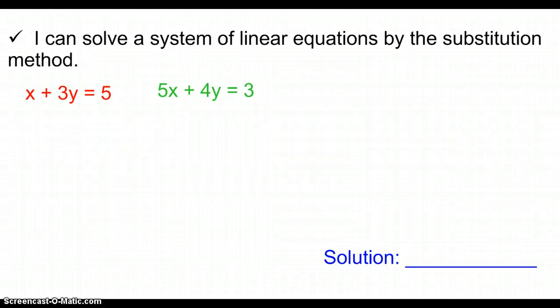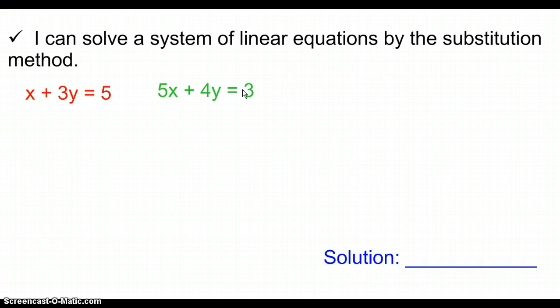In this video, we are going to look at solving a system of linear equations by using the substitution method. Now, in order to substitute, you need to have a variable that is isolated by itself and it's equal to an expression. If we look at the two equations, x plus 3y equals 5 and 5x plus 4y equals 3, we see that there is no variable that is isolated.